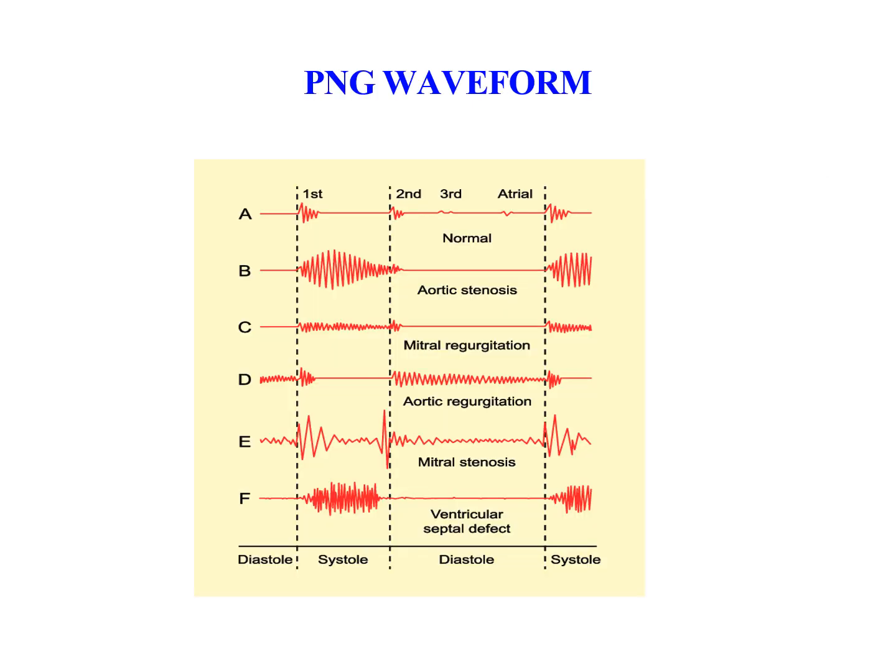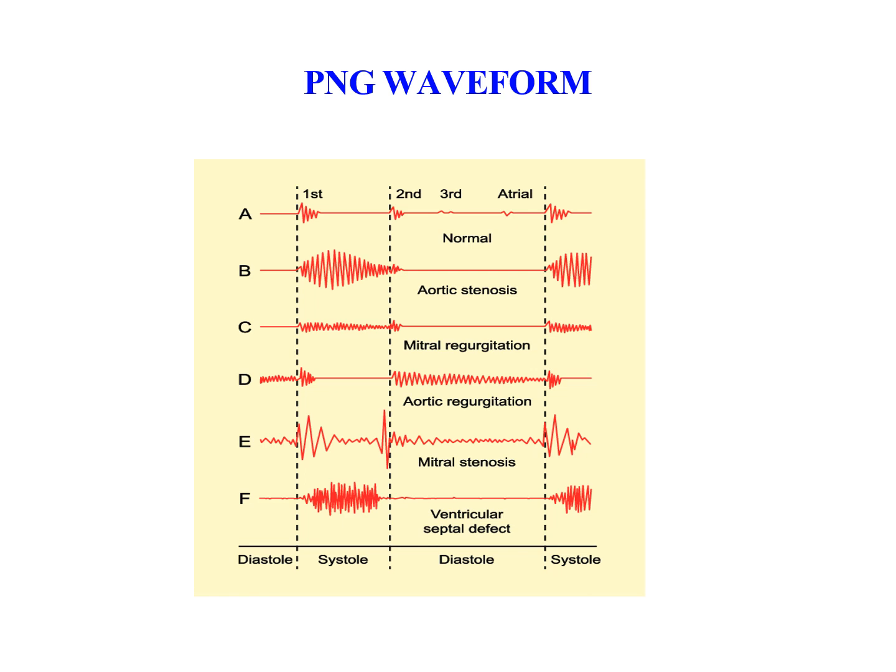Next one is the PCG, phonocardiogram waveform. It shows the first, second, third and fourth heart sounds, labeled A, B, C, D, E, F. Diastole, systole, diastole, systole: the waveform changes in diastole and systole.